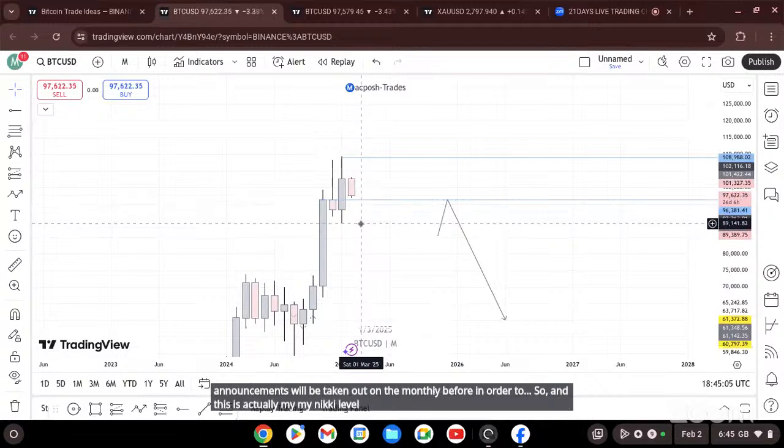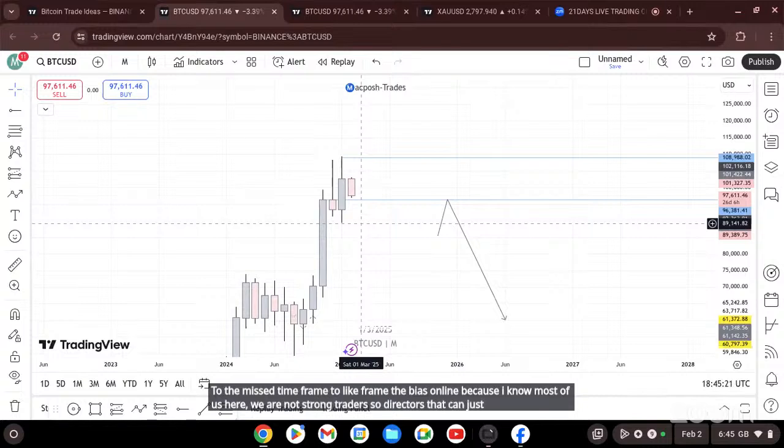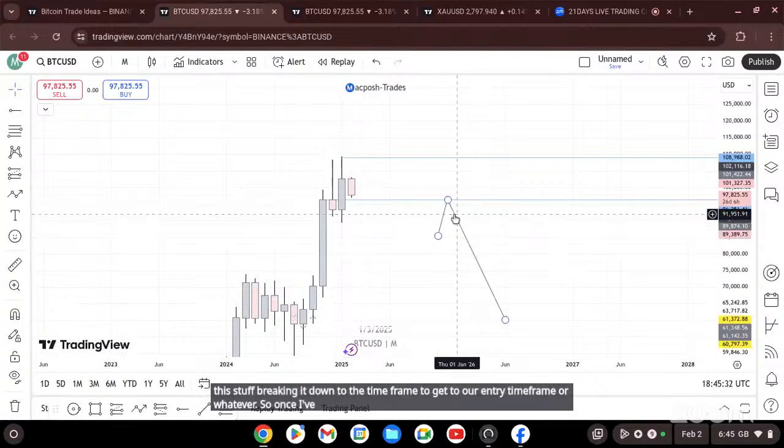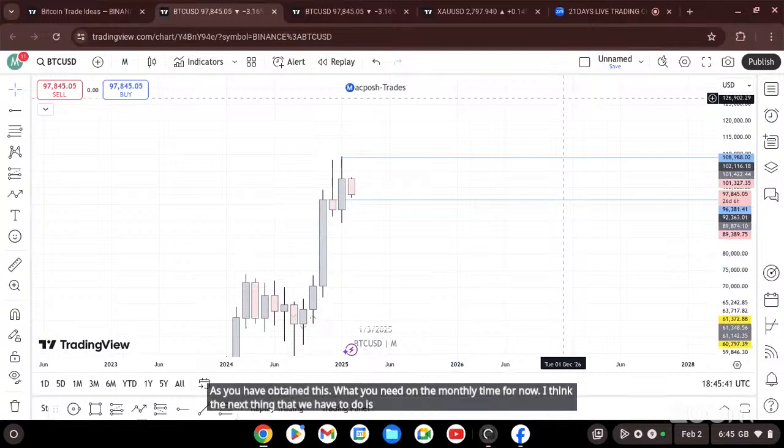So once I have laid this foundation for myself and for everyone else in this room, the next thing we have to do is switch to the next time frame to frame the buyers. Because I know most of us here are not swing traders that can just pick an entry from a high time frame. So we have to break it down to the lower time frame to get to our entry time frame. Once we have obtained what we need on the monthly time frame, the next thing is to go to the next lower time frame, which is the weekly time frame. But before we go to the weekly time frame, let me lay this emphasis here.